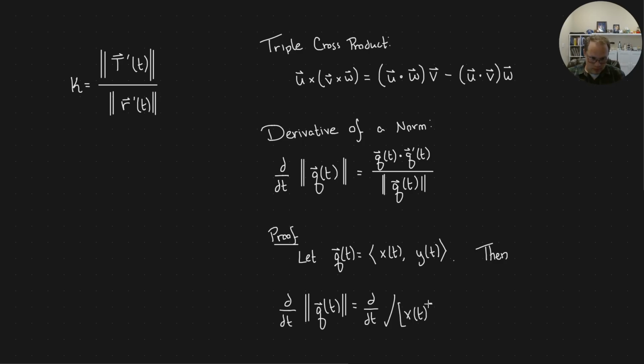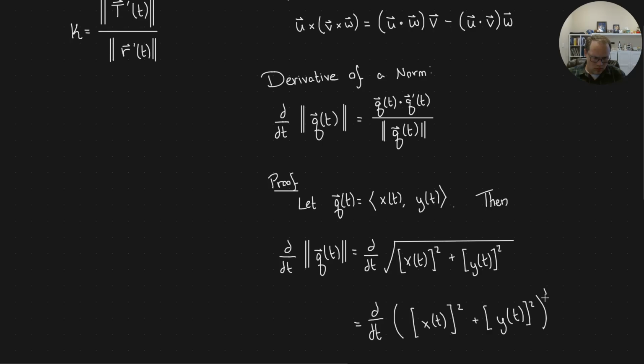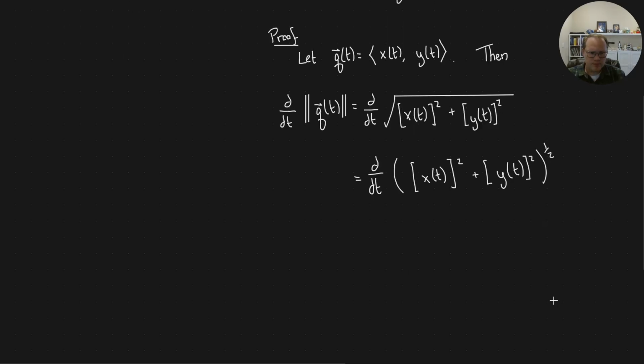Okay, we really want the derivative of the norm, which is the square root of the first component squared plus the second component squared. Right? But that square root is just a half power. So if we think about it that way, we can take the derivative fairly easily using a chain rule and the power rule.